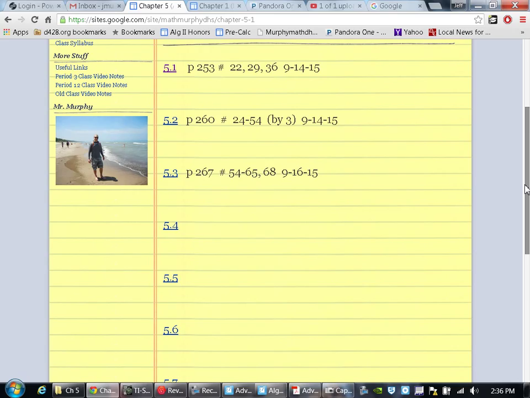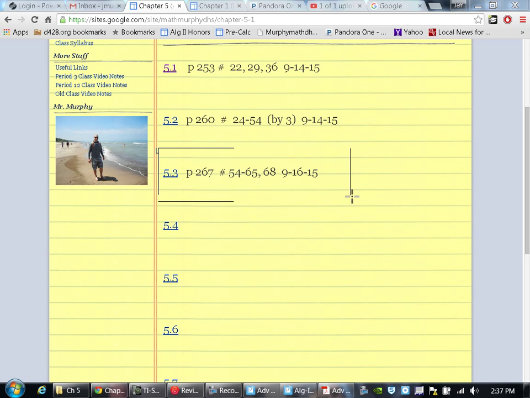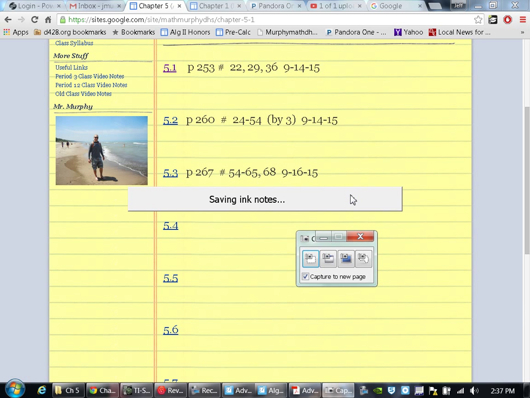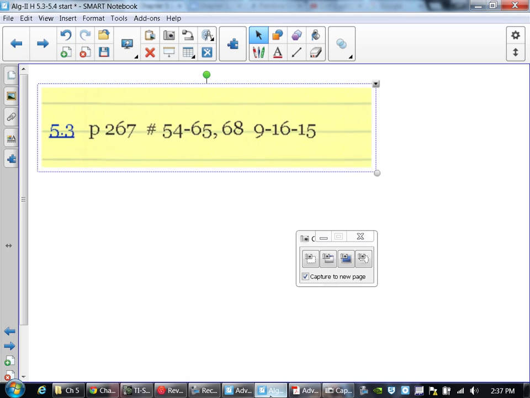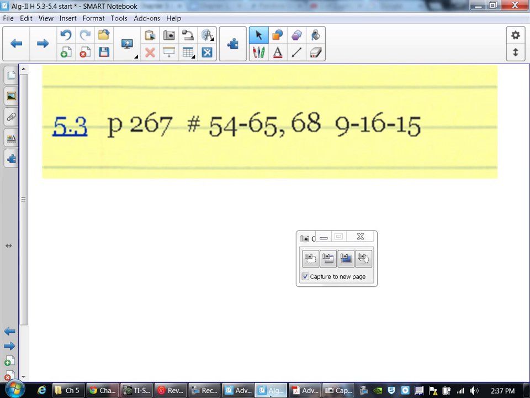Okay, and I want you to do page 267. I think it's 12 problems like this. It's section 5.3, page 267. I'd like you to do numbers 54 through 65 and 68. Is there a reason for specifically 68? Because it's fun. Okay, make sure you put your answers in simplified radical form. There are no decimals.